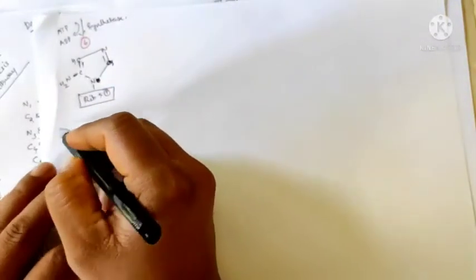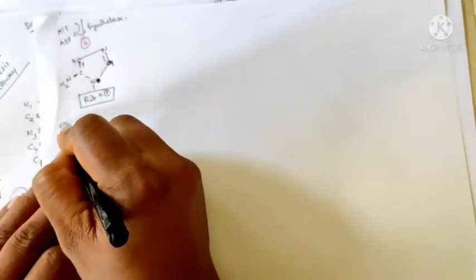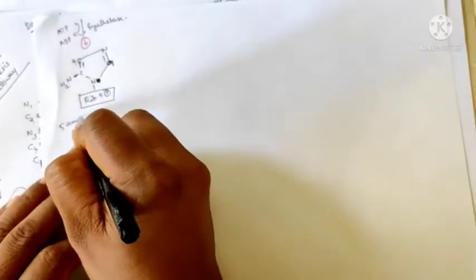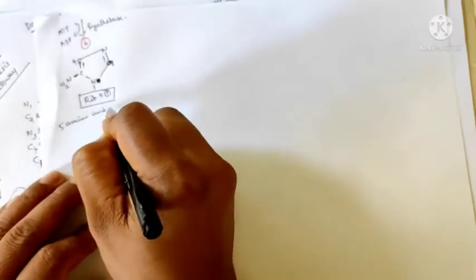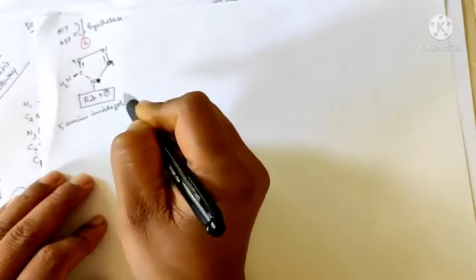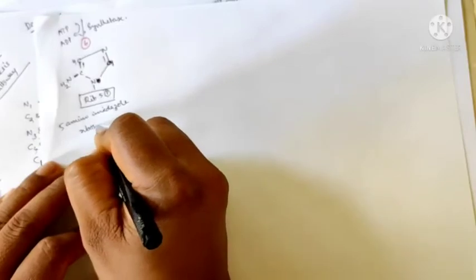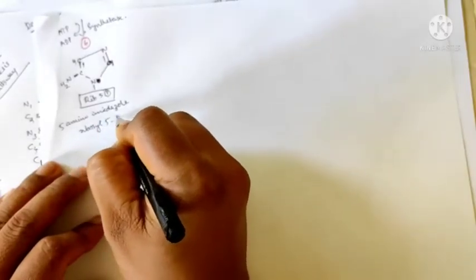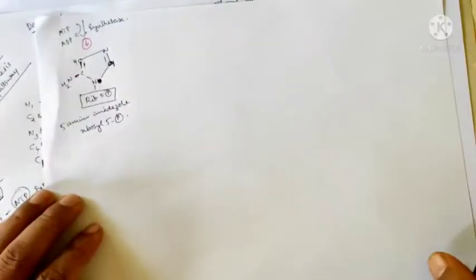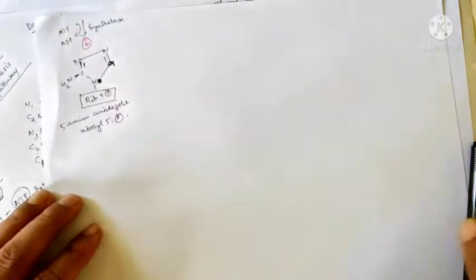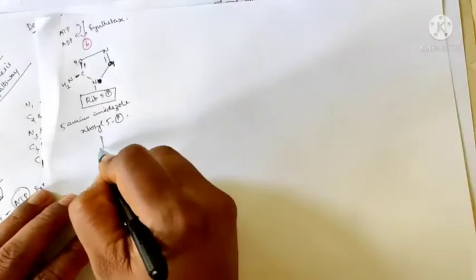This is 5-amino imidazole ribosyl 5-phosphate. This is the sixth step. Then the seventh step.